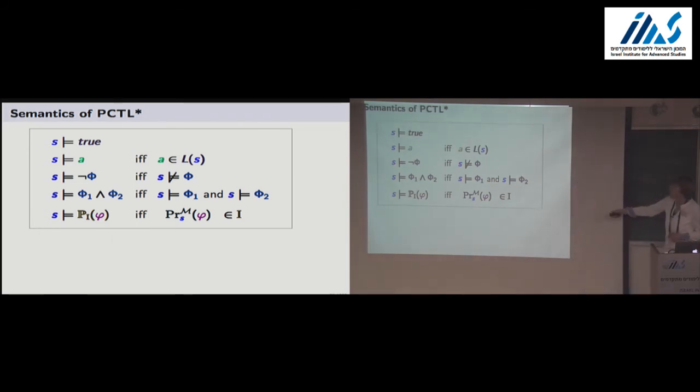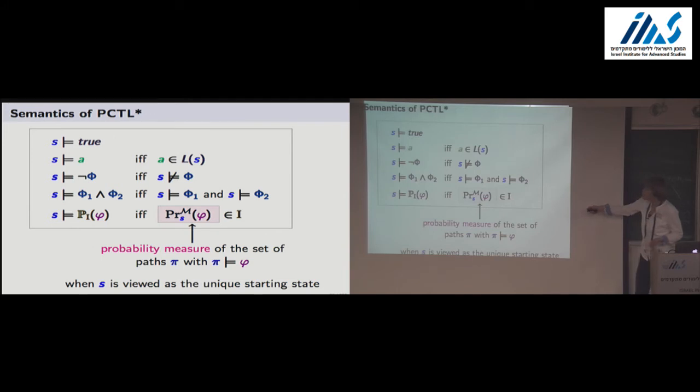And for the probability operator, as I said before, the intuition is to specify that the probability for phi belongs to the probability interval I. So what we do is we take the probability measure of all the infinite paths starting in state S and satisfying phi, and we check whether this value, that's a value between 0 and 1, belongs to this interval I. If so, then we say S satisfies this state formula, and otherwise not.